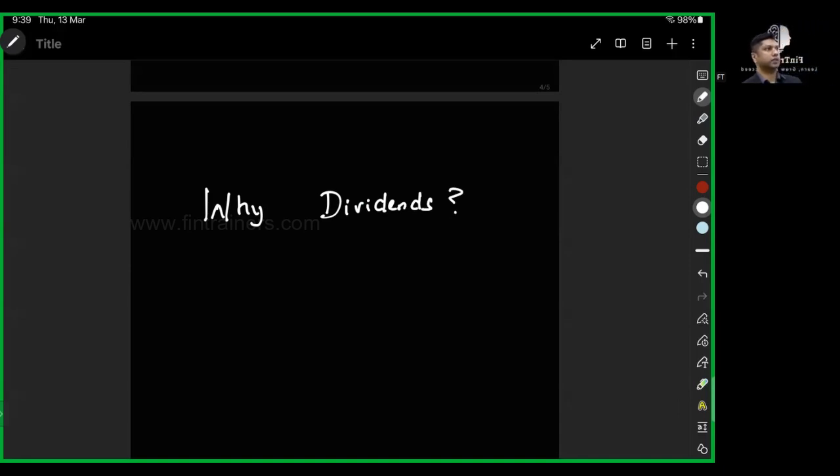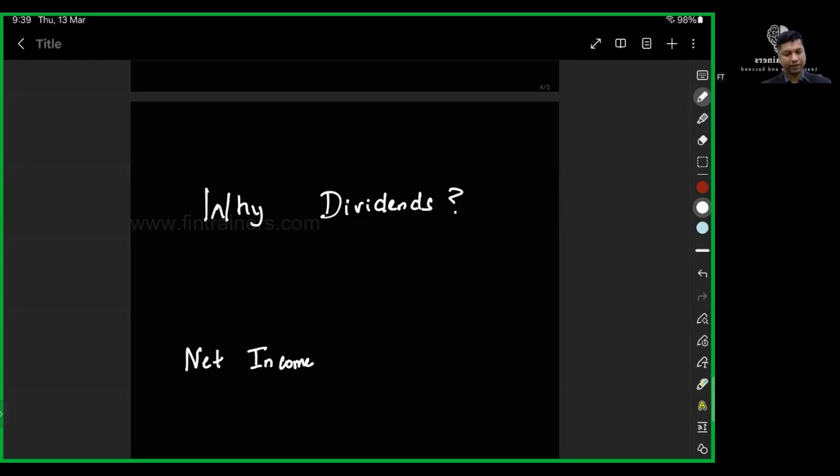Why should we use dividends? Because if a company is generating 100 crores, will they give 100 crores of cash as dividends? No, they only give a part of it, right? If I have net income, what is it? The final bottom line in your income statement after subtracting all expenses, taxes, everything. That's your net income.